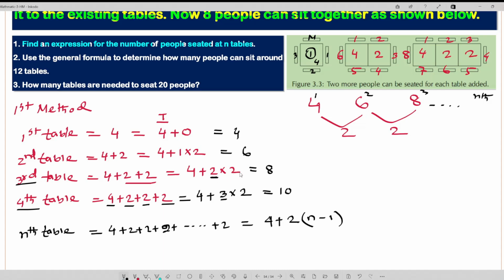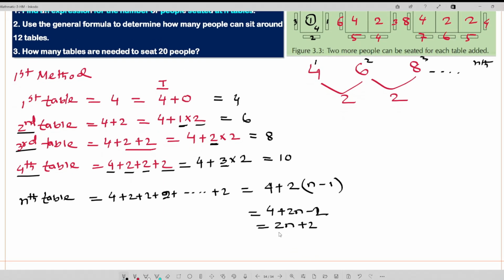Third table, here 2 times 2. It means 2 persons is a common thing, but look, here is third table and here we multiply 2 times 1. Similar, second table 1 times 2. So 1, 2, 3. So number of tables minus 1. So this one we can write 4 plus 2(n minus 1) equals 2n plus 2. This is our nth term expression.